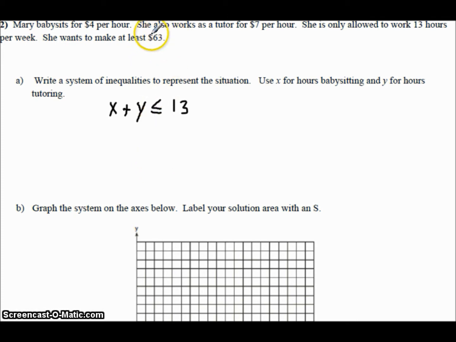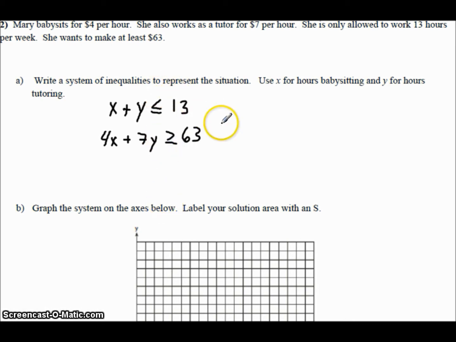Now I got to deal with this $63. She makes $4 per hour for babysitting. If you add that to the $7 per hour tutoring, she wants to make at least 63. So that means 63 would be good, but more than that would be better. So it's going to be greater than or equal to.